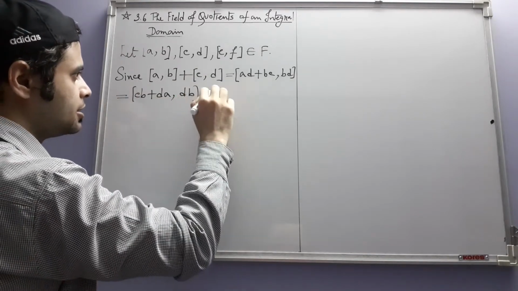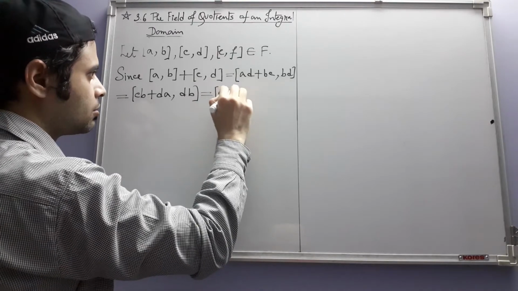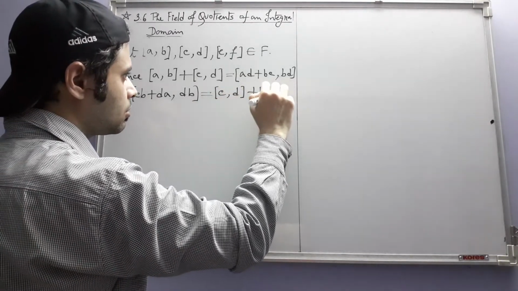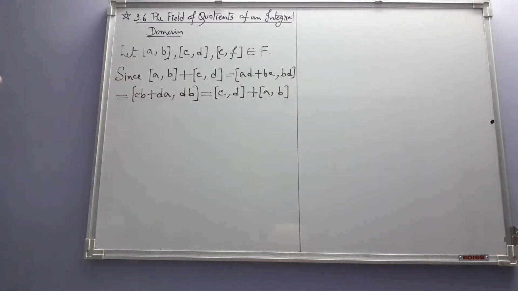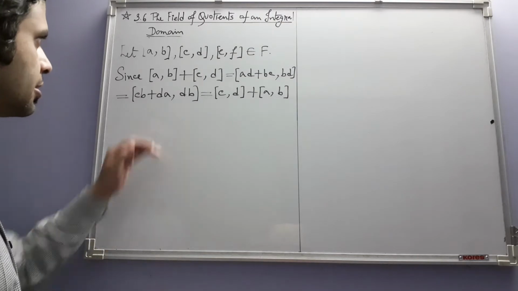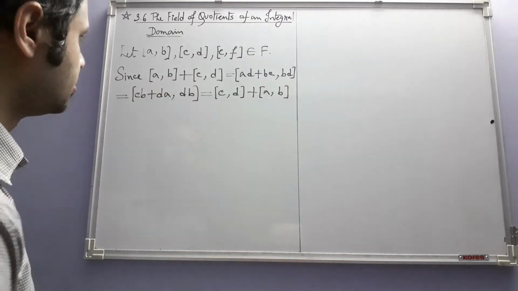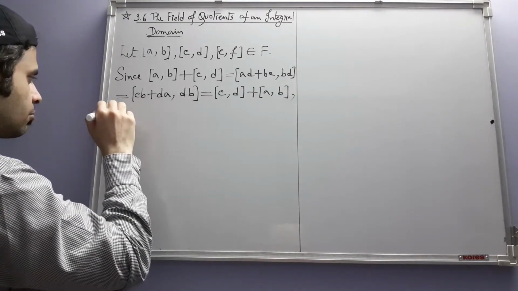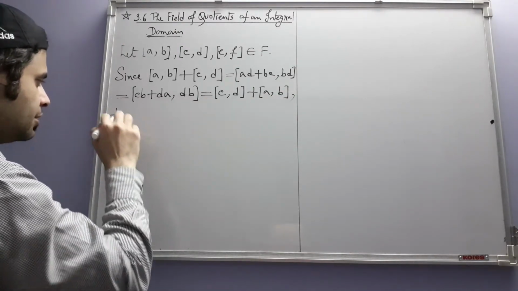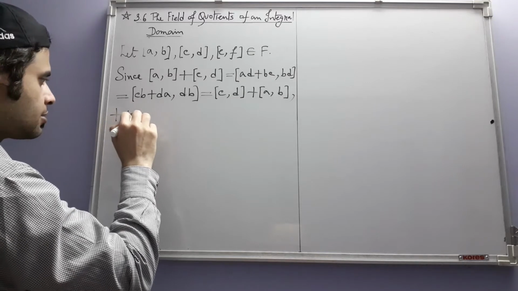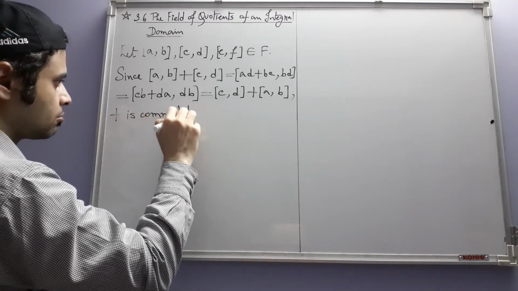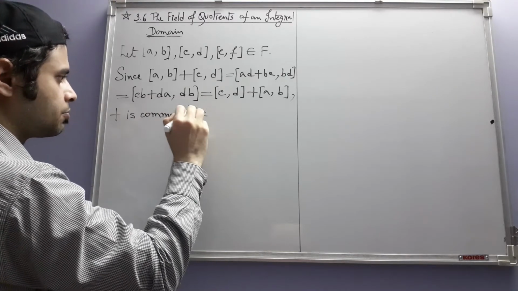And if you see, this is nothing but (c, d) plus (a, b). Okay, so this just shows that addition is commutative. Since we have this, plus is commutative.